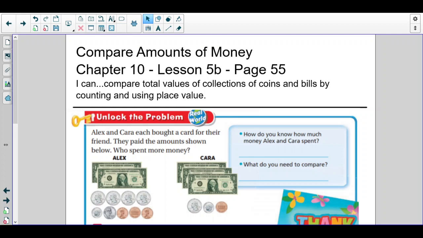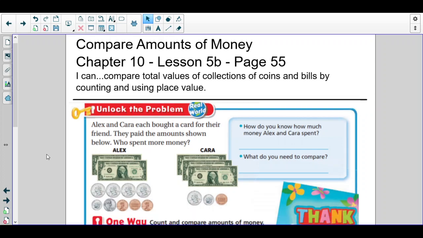All right, carrying on with our lessons here on money. If you would be so kind, please, as to get your purple Indiana Success book, turn to page 55, and there you will find Chapter 10, Lesson 5B, Compare Amounts of Money. And we can see here I can compare total values of collections of coins and bills by counting and using place value. That's just a fancy way of saying who has more money.